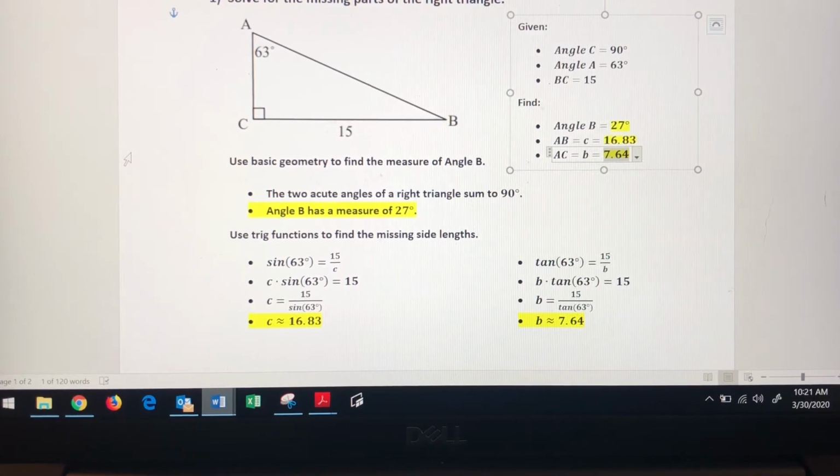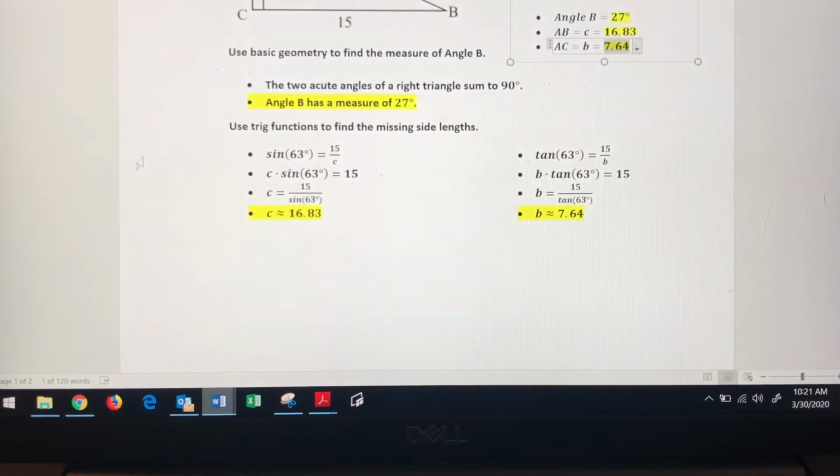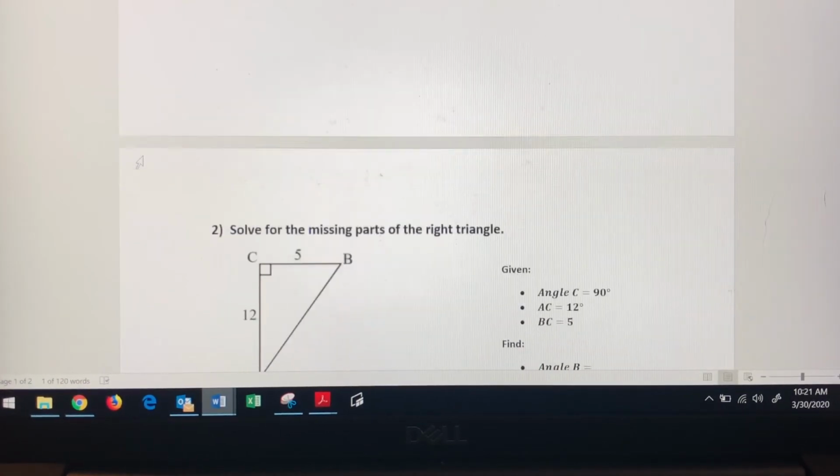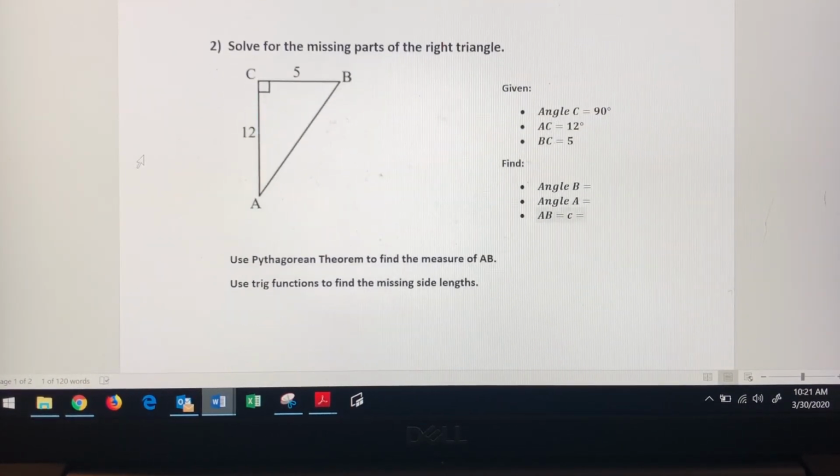Let's move on down to problem number 2 here. In this case, we know we're dealing with a right triangle, but this time we're given 2 sides. We're not given either of the 2 acute angles. We're given the 2 side lengths. So we're going to need to find both those angles, angles A and B, and we're going to have to find the hypotenuse. We can call that AB, or we can call it side C.